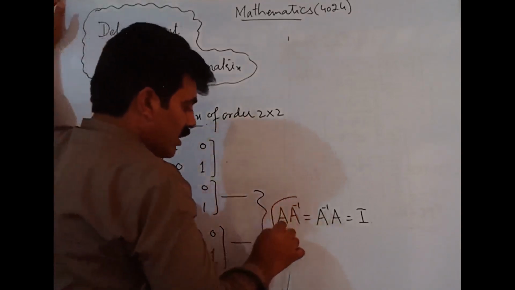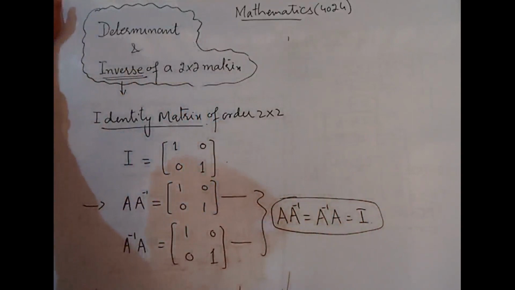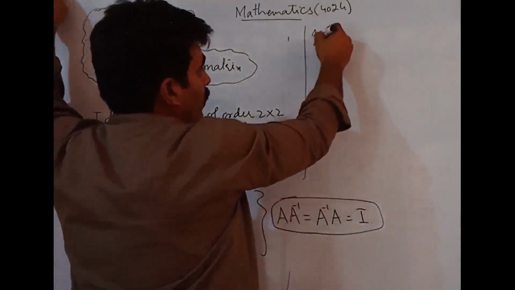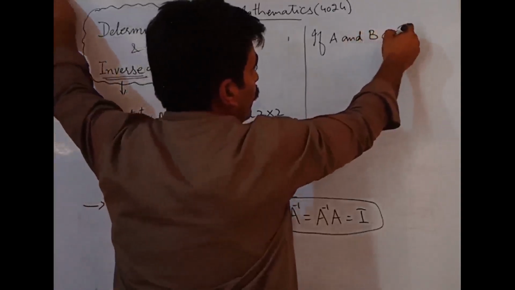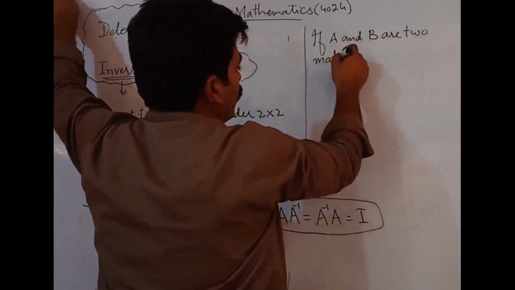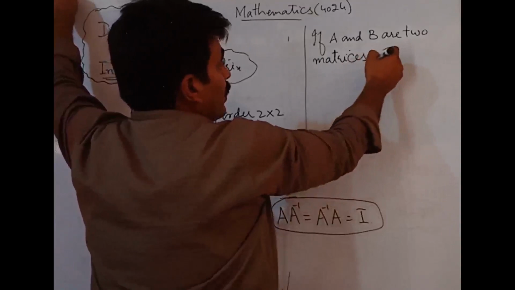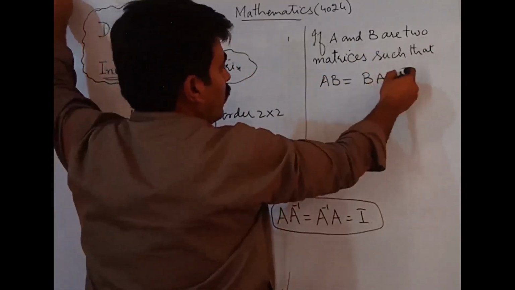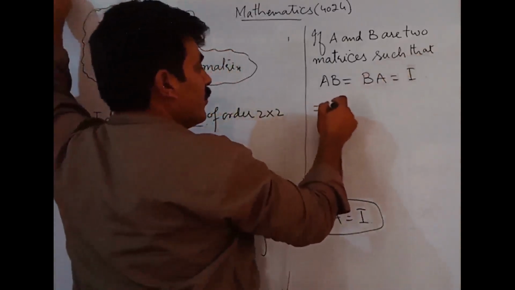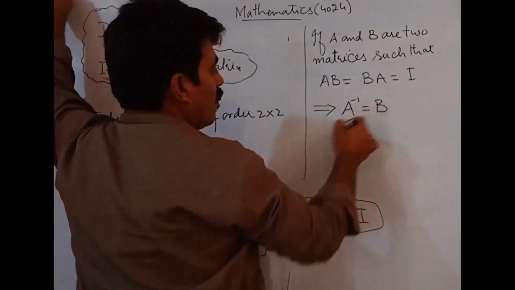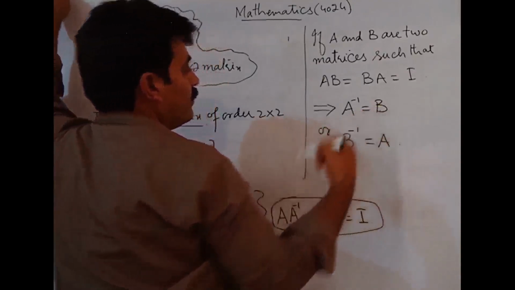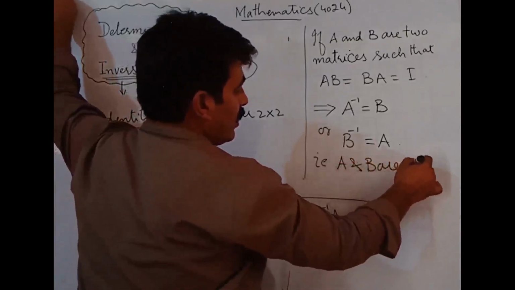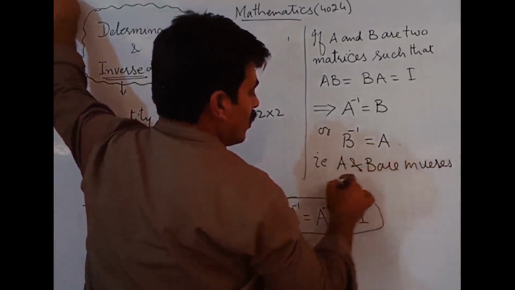This is a very important relation you should keep in mind. Also, if A and B are two matrices such that AB is equal to BA is equal to identity, this implies A inverse equal to B, or B inverse equal to A. That is, A and B are inverses of each other.